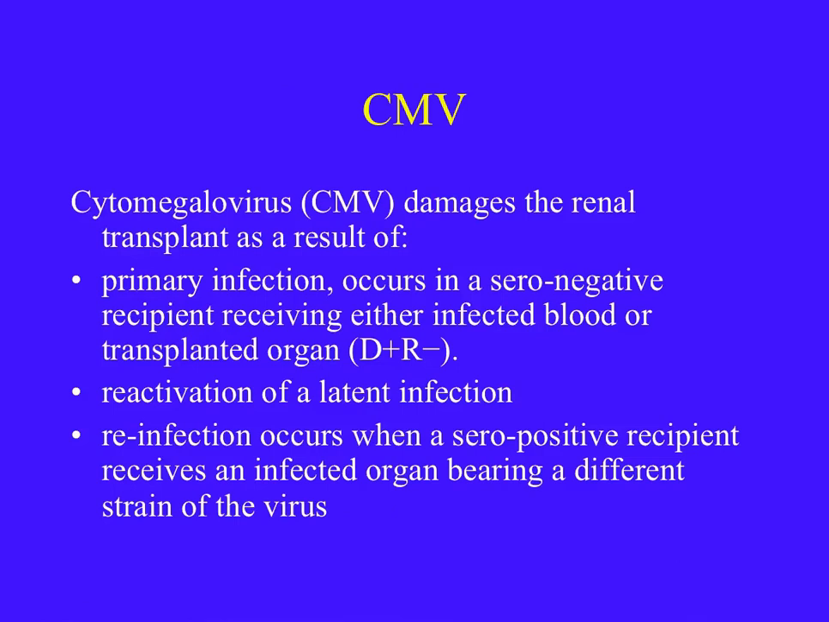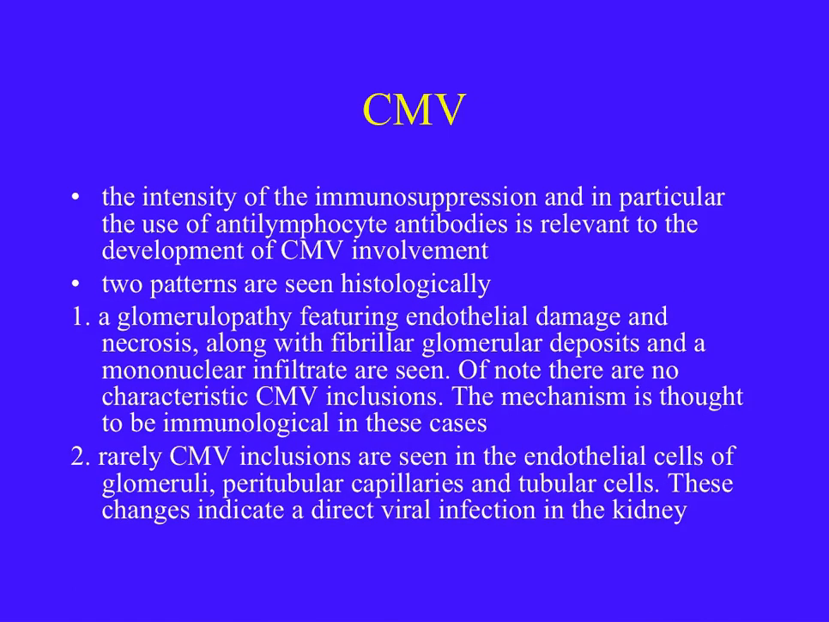Cytomegalovirus damages the renal transplant as a result of primary infection, and this occurs in a seronegative recipient receiving either infected blood or a transplanted organ. It may also result from reactivation of a latent infection, or as reinfection, which occurs when a seropositive recipient receives an infected organ bearing a different strain of the virus. The intensity of the immunosuppression, and in particular the use of anti-lymphocyte antibodies, is directly relevant to the development of CMV involvement. Two patterns may be seen histologically.